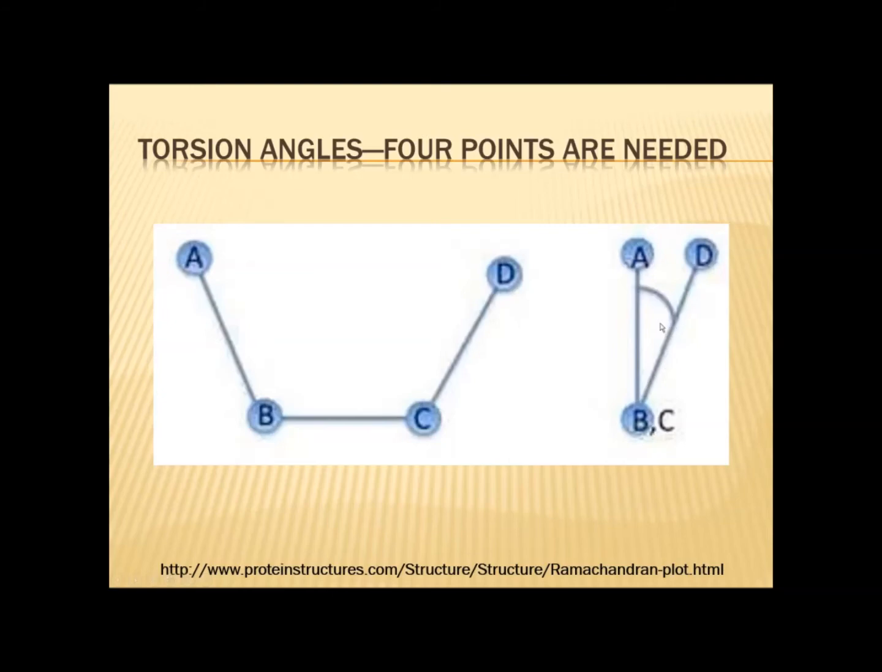You can try this. For example, you can take a piece of paper, fold it along the middle, put A on one side and D on the other side of the fold, and put B and C along the fold. And then you see that the angle of that fold is the torsion angle.